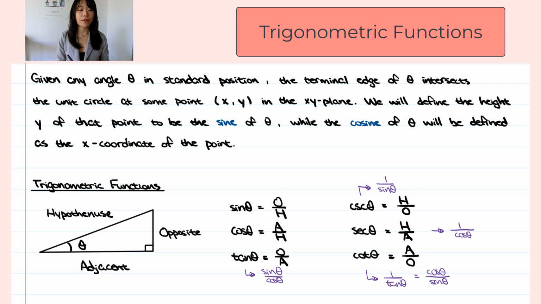There is a quick way to remember this. If you can remember SOHCAHTOA. SOHCAHTOA is SOH, CAH, and TOA. SOHCAHTOA means a sine function is opposite divided by hypotenuse. A cosine function is adjacent divided by hypotenuse. And the tangent function is opposite divided by adjacent. So you can remember this, SOHCAHTOA. Then you can remember all these 6 trigonometric functions.